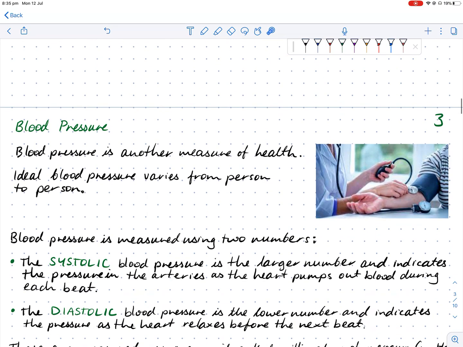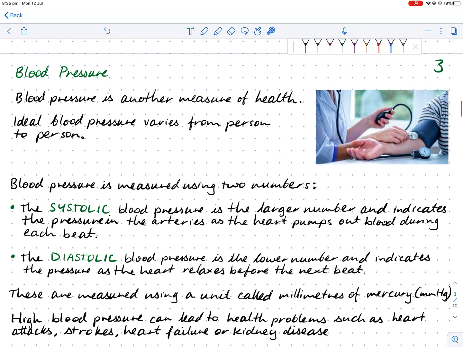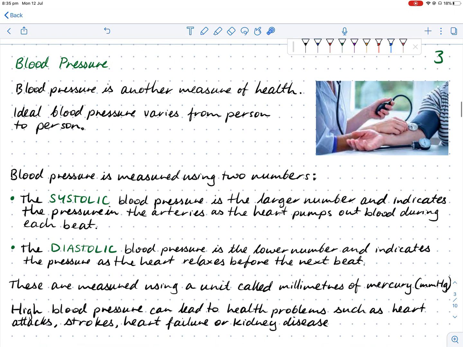One extra thing that isn't actually in your textbook, this actually appears in the Standard 1 textbook, so I think it's worth talking about as well. And it's talking about blood pressure. So it's another way of measuring health for, I think, more older people. Every time they go to the doctor they will actually measure their blood pressure, okay? Ideal blood pressure does vary from person to person.